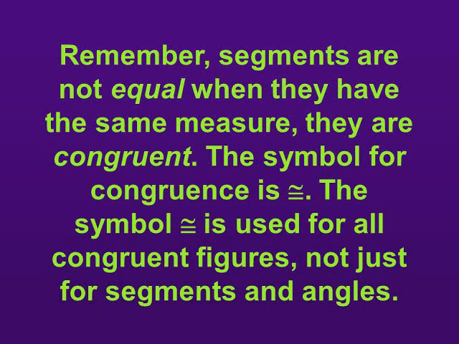Remember, segments are not equal when they have the same measure. They are congruent. That is the definition of congruency. And the symbol for congruent is like an equal sign with a little squiggly, and it's used for all congruent figures, not just segments and angles. So we can say two triangles are congruent, two circles are congruent. That's the big key in this lesson: some notation. So that's what we're going to talk mostly about.